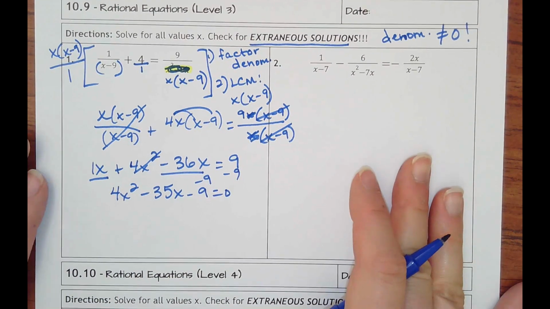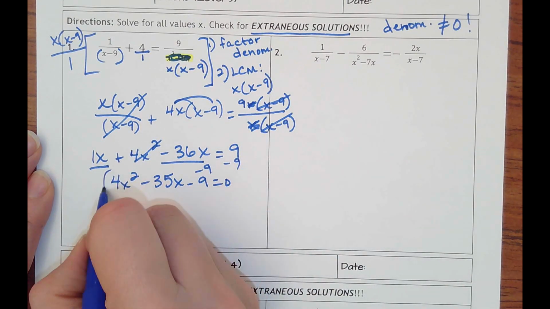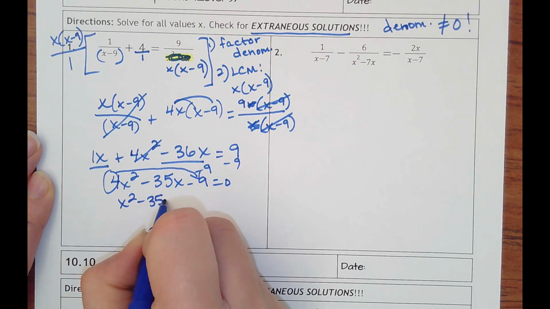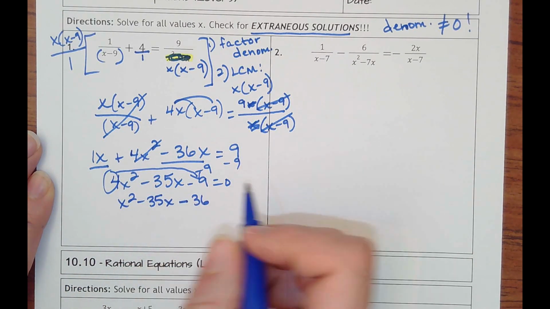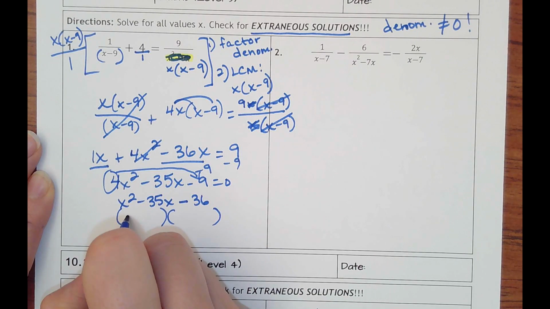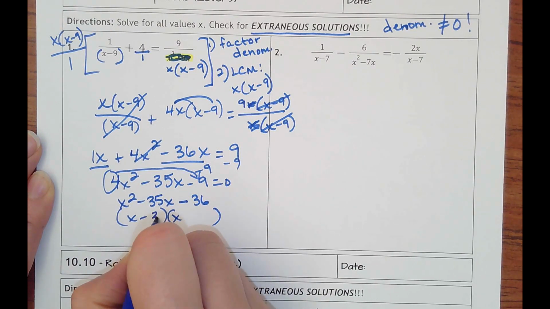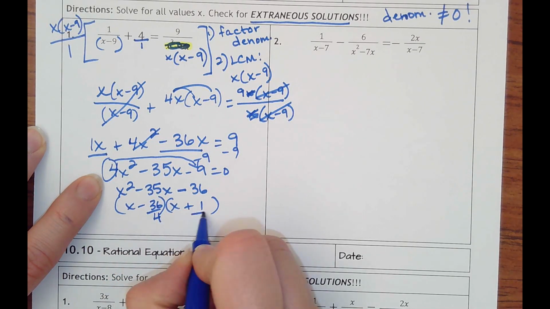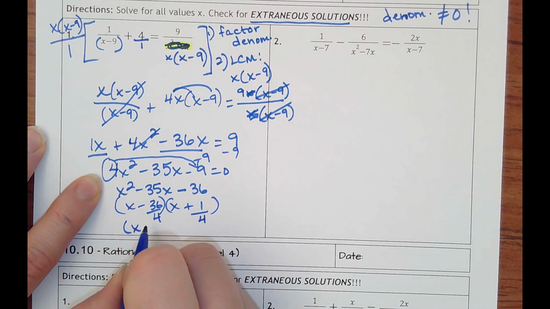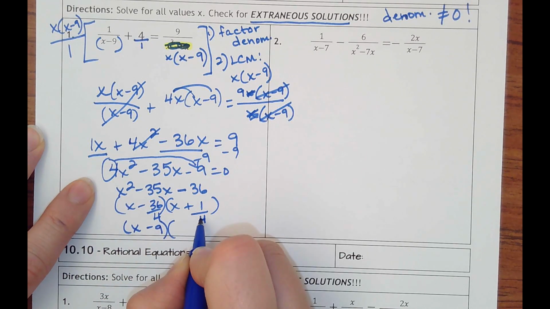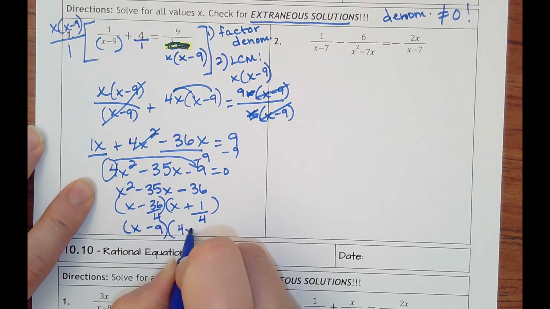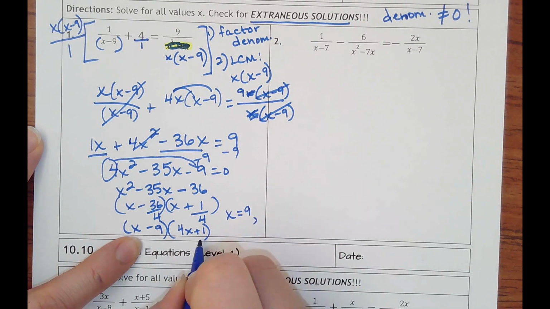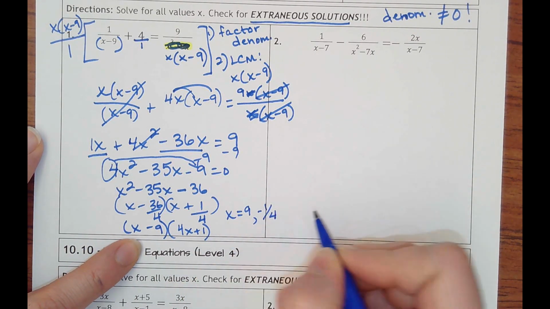I guess bad news is too, we can't cancel anything out. We have to slide and divide. So x squared minus 35x minus 36. That would have to be a negative 36 plus 1. Go back and divide by 4. That would be an x minus 9. And that would be a 4x plus 1. Solutions from that would be 9 and negative 1/4.